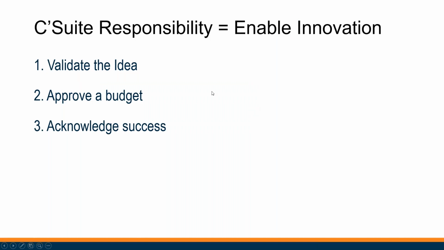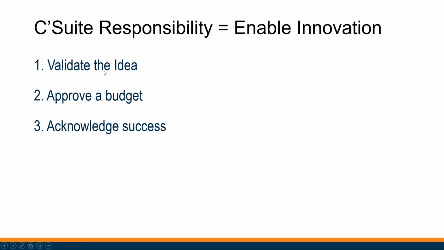So you've got your idea. Now you have to validate the idea, approve the budgeting, and acknowledge success. That's your boss's responsibility. So that could be, if it's a small company, the managing director or the owner. If it's a large organization, that could be your direct line boss. It could be the CFO, the CIO, the CEO, whatever one you want. But you've got to get a validation of the idea.